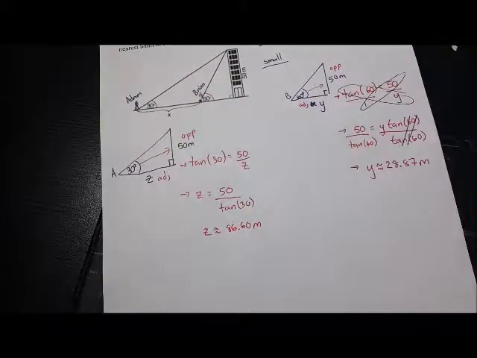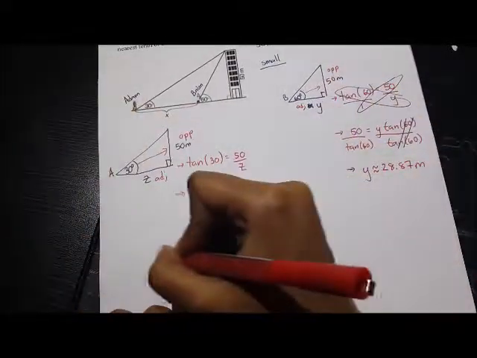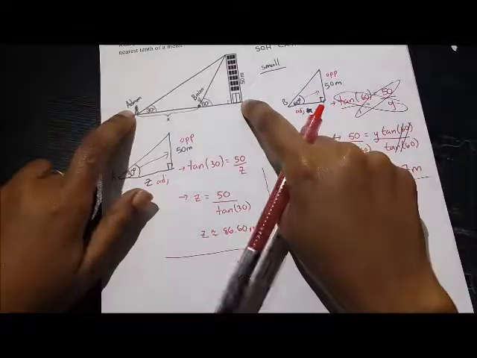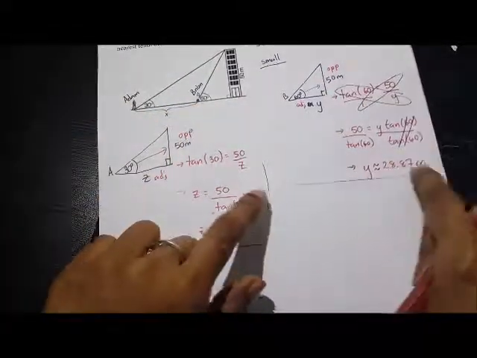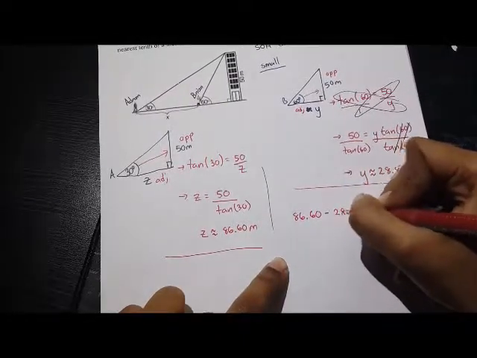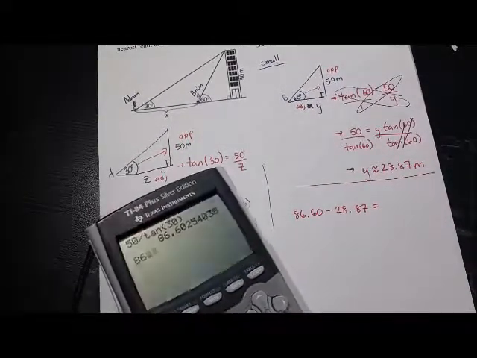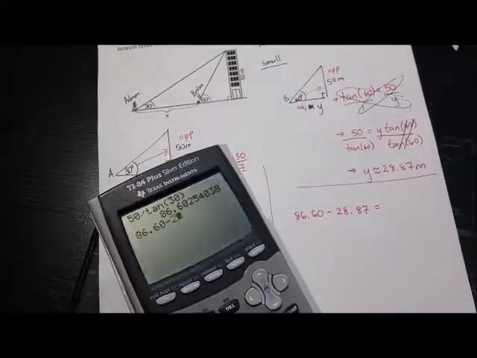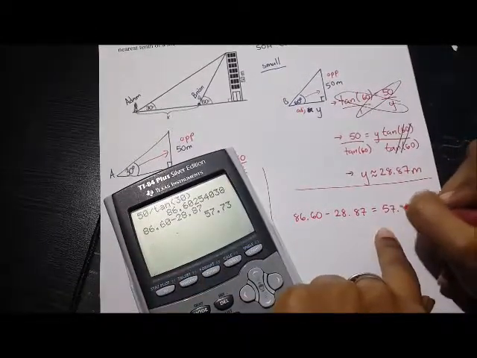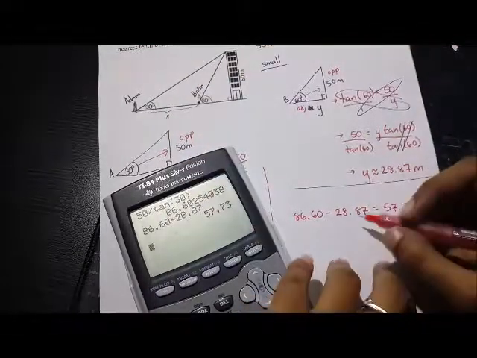Yeah. Okay then, so now the question is, how can we solve for this distance? We already strategized this out. We're going to take the difference between this total distance here and this leftover distance. So 86.60 minus 28.87 is going to equal 57.73 meters. They did tell me where to round, to the nearest tenths.